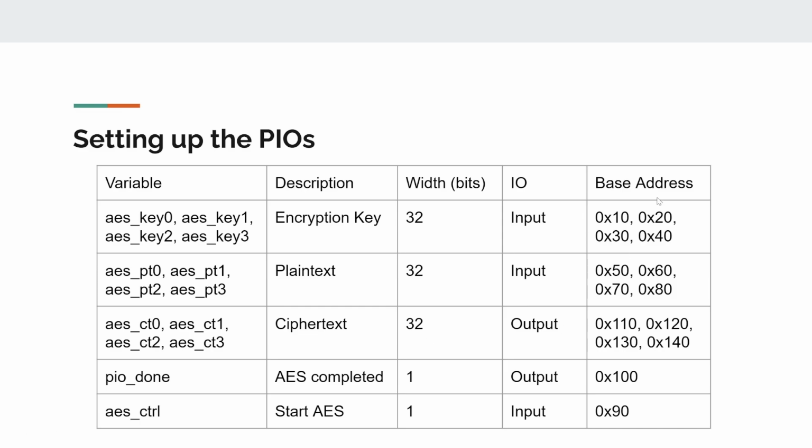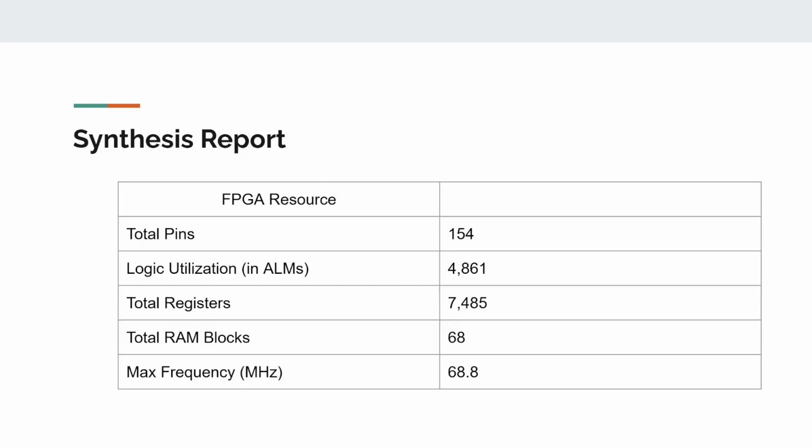So the base addresses that we used were increments of 10. That way we didn't have any overlap, and that was sent to the header file for the HPS, I believe, just to let the C code know where the memory mapped addresses were.